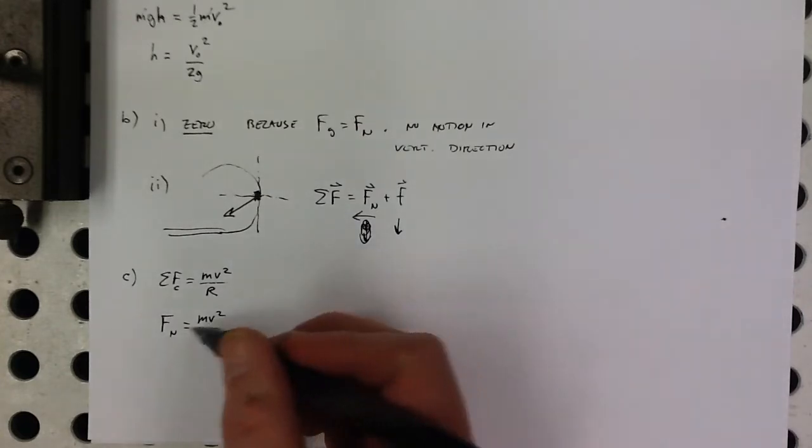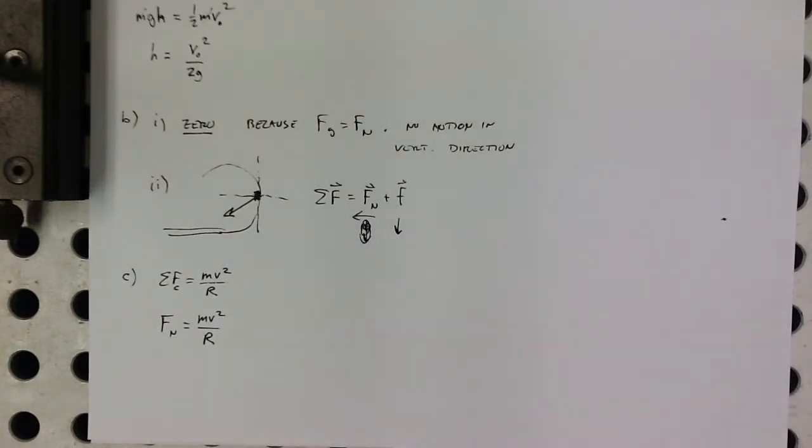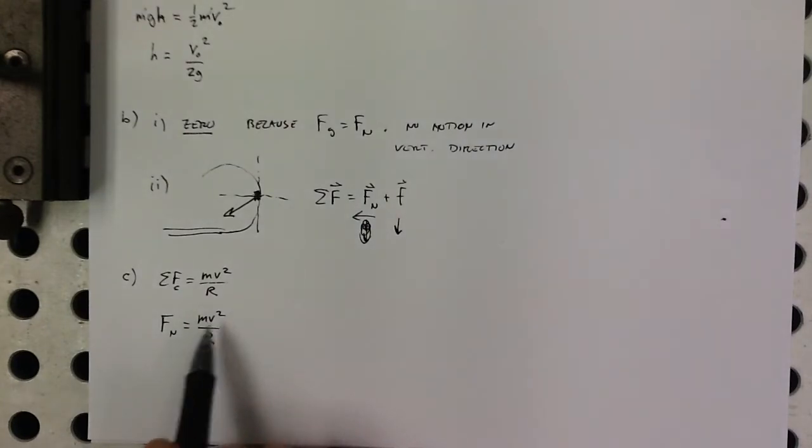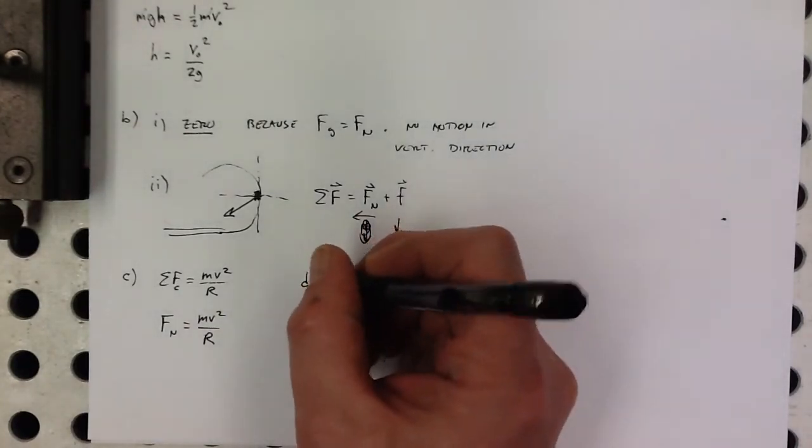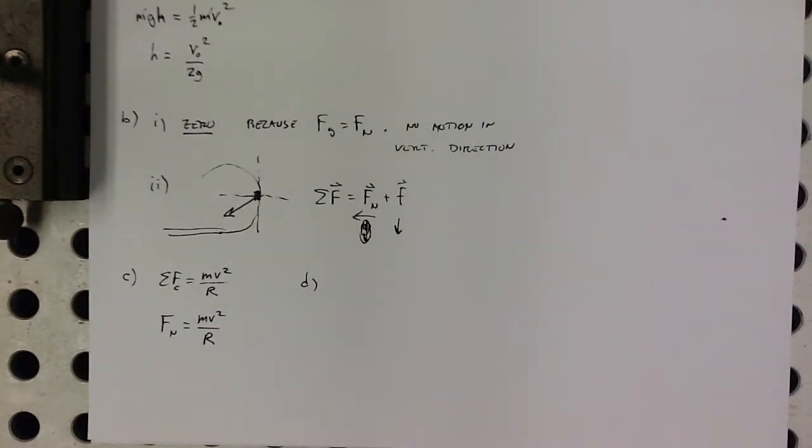So as it slows down, as v gets smaller, there will be less normal force. In part D, derive an expression for the magnitude of the tangential acceleration of the block at the instant the block has attained a speed of v.